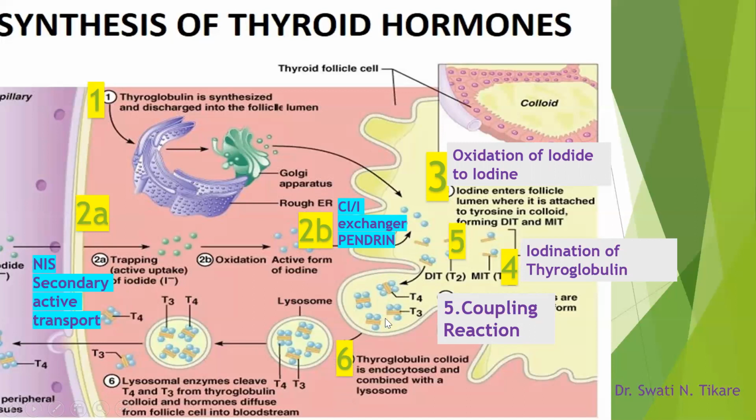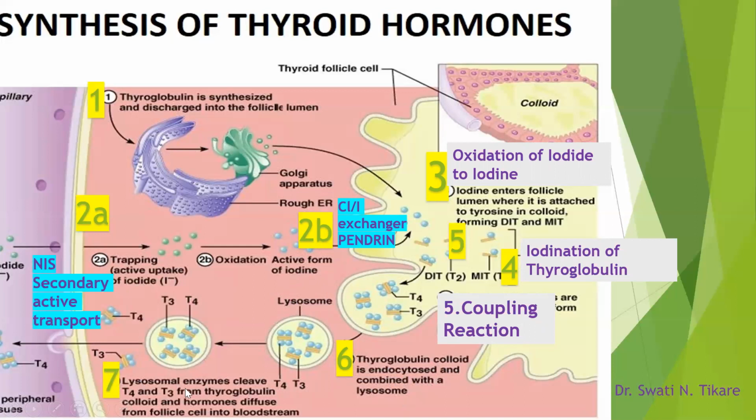This whole thing is endocytosed. Okay? It forms like a cavity, and it gets enclosed and enters into the follicles. Okay, this is how it forms. Thyroglobulin colloid is endocytosed and combined with a lysosome. Okay, so the lysosome combines with this endocytosed colloid. Now the job of the lysosome is what happens in the next step.